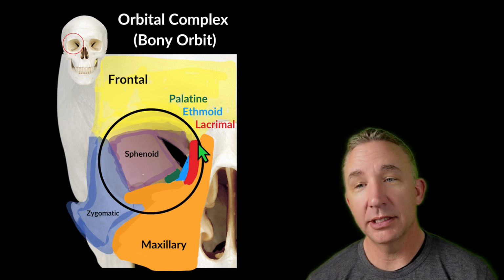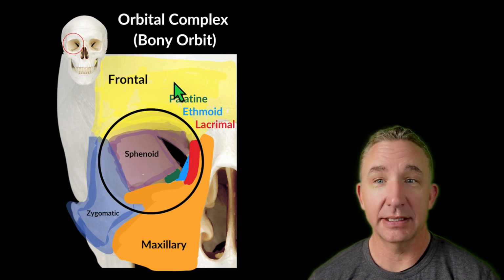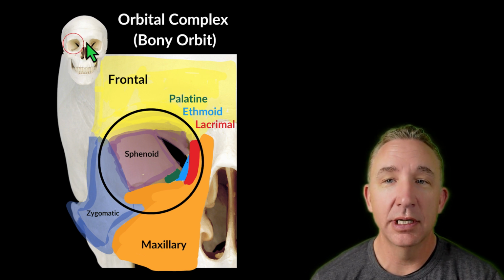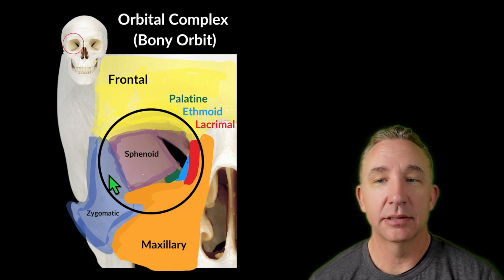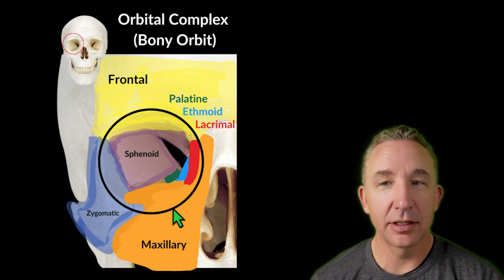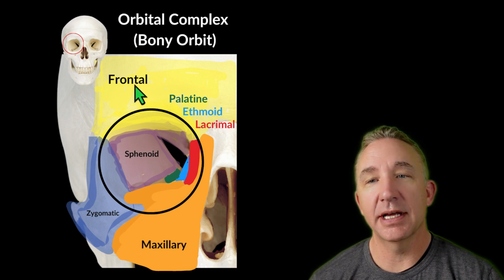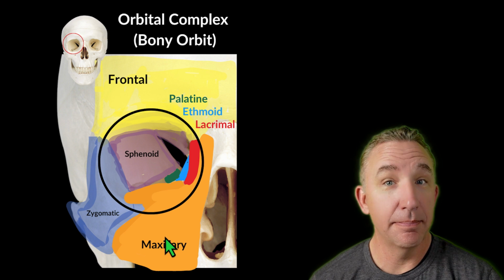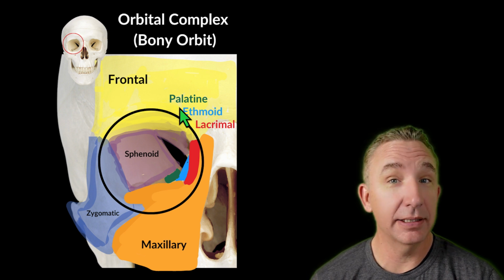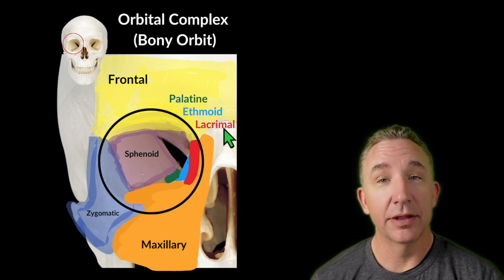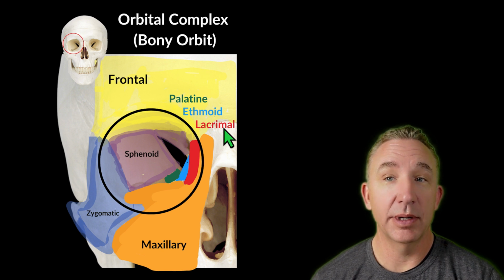So we're describing just those, and I tried to color this the best I can, but this red circle, as I pull it into this black circle, we're describing those bones that come together. So there's 7 bones: frontal, zygomatic, maxillary, sphenoid, palatine, ethmoid, and lacrimal. Those fuse together to give me what's called my bony orbit.